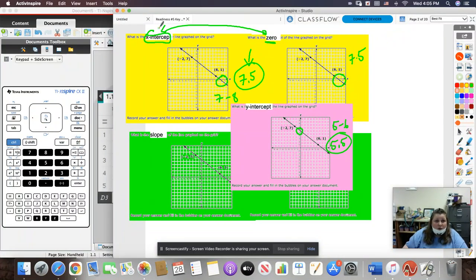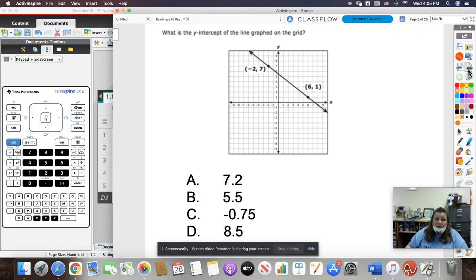So depends on which word they put in here to what you're finding. But there's some words you need to know that they mean the same thing as the other words. So x-intercept means the same thing as 0. Slope, y-intercept. All right, here's one for you to try.